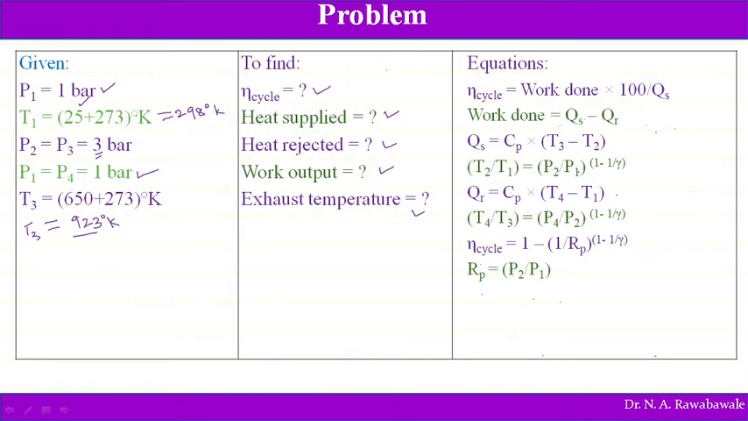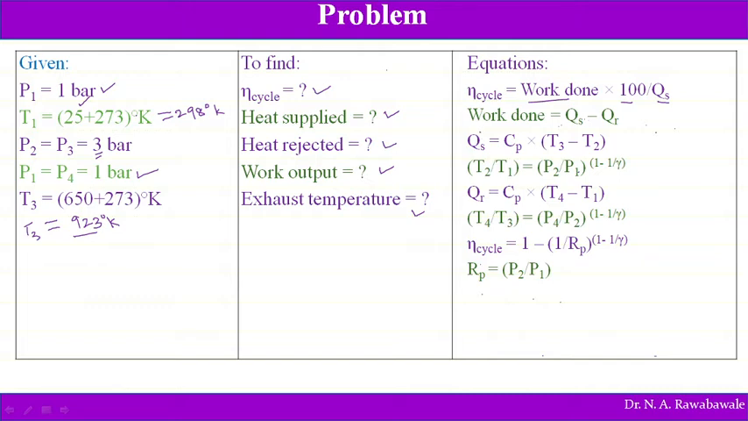So now let us find out the cycle efficiency. Cycle efficiency is equal to work done into 100 divided by heat supplied. Work done is obtained by heat supplied minus heat rejected. Once we know heat supplied and heat rejected, then we can find out work done.